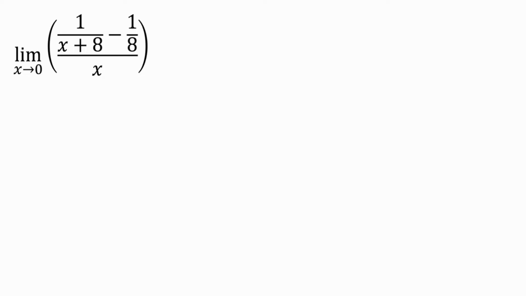And so let's begin. So first, what I like to do is just plug in. If I plug in a 0 here, I get 1 over 8 minus 1 over 8, which is 0. Likewise, I have a 0 here. Because I have 0 divided by 0, I have to approach this problem differently.